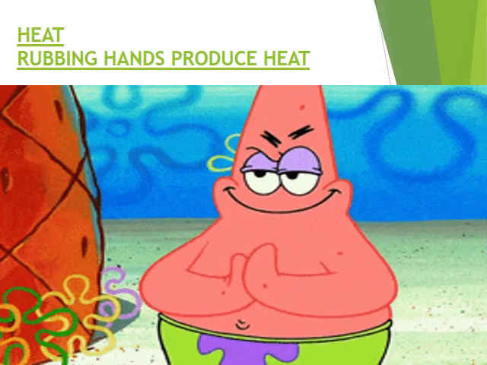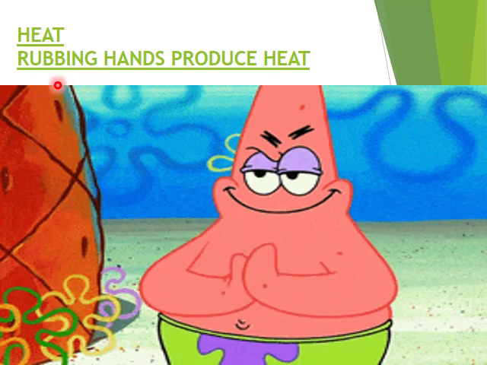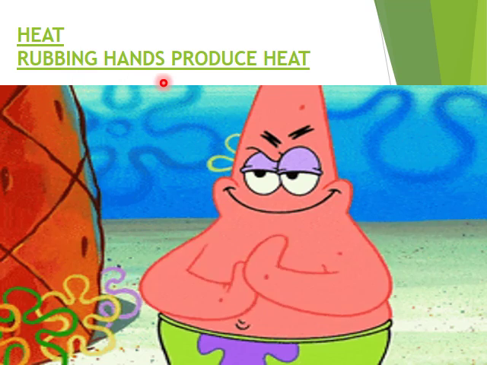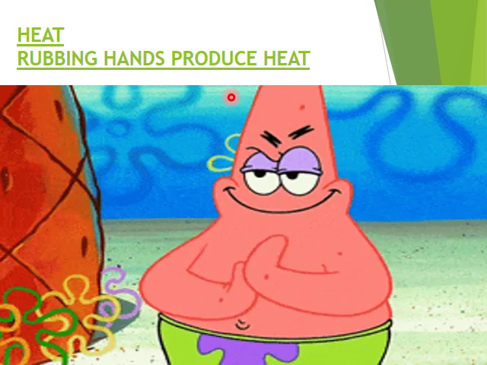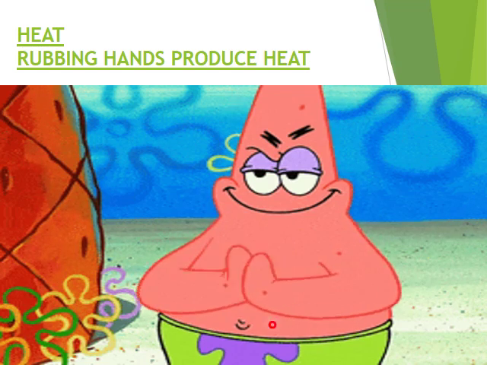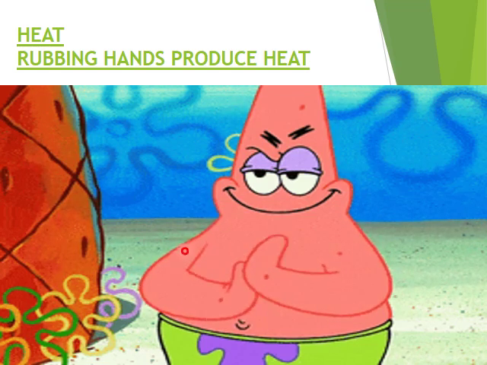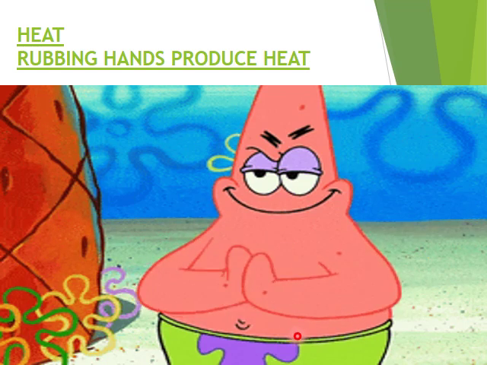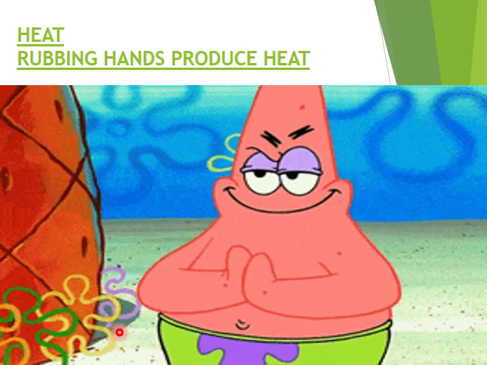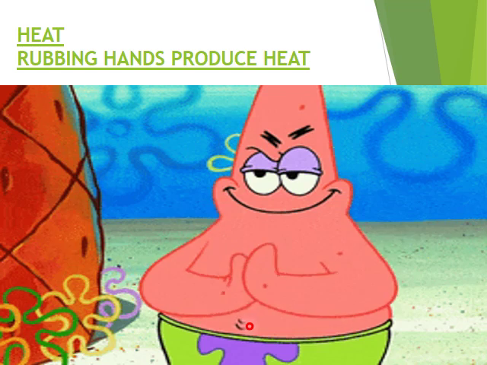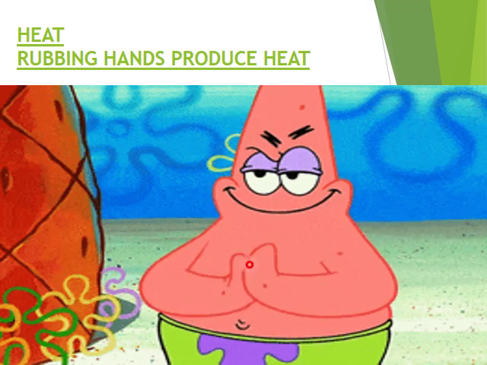My dear students, you can see here the example of producing heat by rubbing hands. So rubbing hands produces heat. When we rub our hands together, they become hot, and the rubbing makes the molecules move faster. My dear students, the movement of these molecules in our hands when we rub produces heat. Many people sitting in a small room also produce a lot of heat.